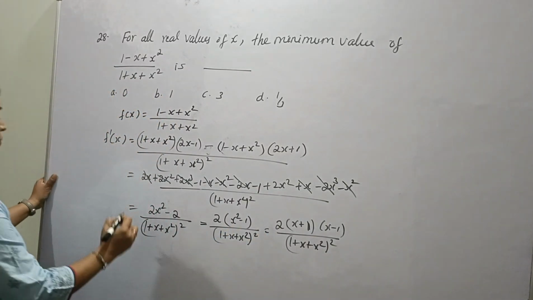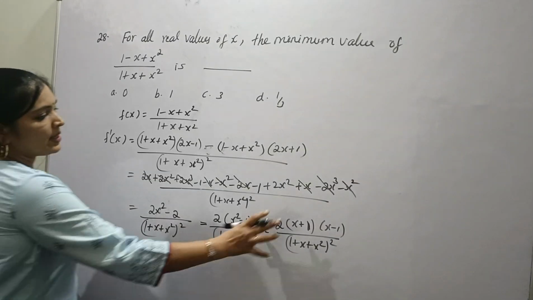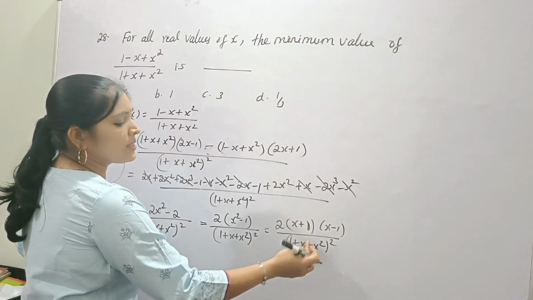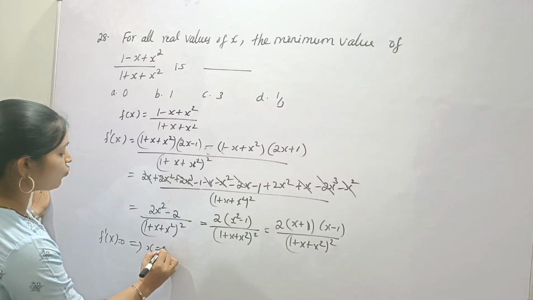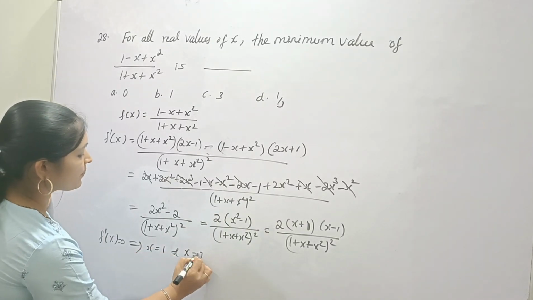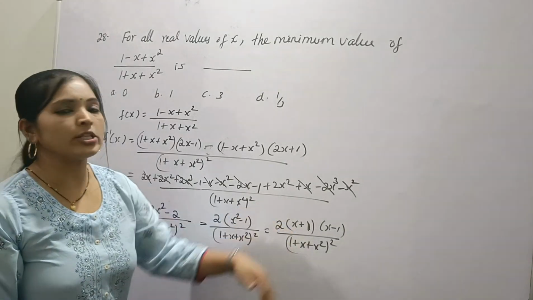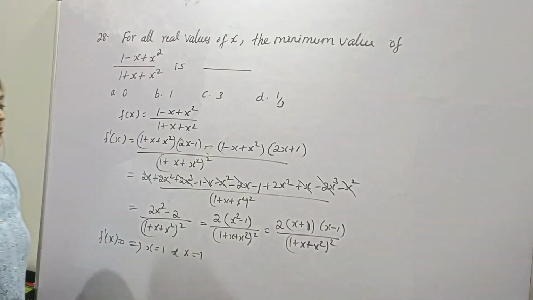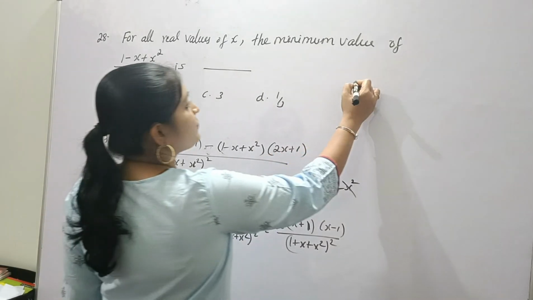Okay, x value. For that, f dash of x is equal to 0. That implies this one is equal to 0. That implies, see, this one will go to right side. So we will get x is equal to 1 and x is equal to minus 1. Okay, x plus 1 is equal to 0 implies x is equal to minus 1. x minus 1 is equal to 0. That implies x is equal to 1. Okay, now let's find the second derivative, that is f double dash of x.